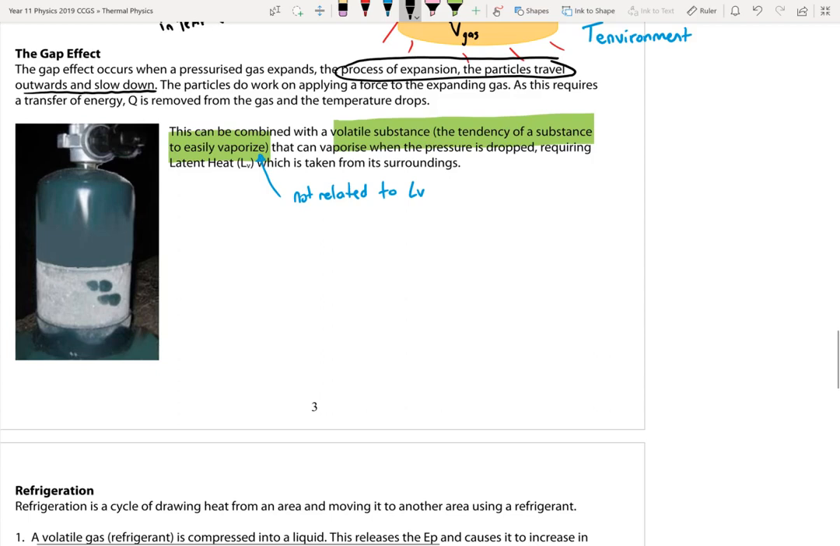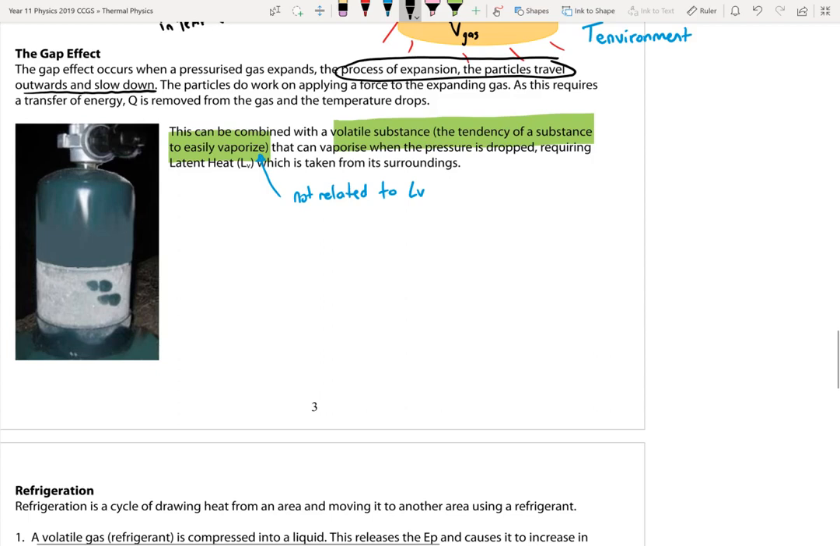This is important because Q is either going to be positive or negative. When I push the piston down, it gained energy. Its Q value was positive. I did work on it. I transferred energy from me to the gas. In the reverse, the gas does work.